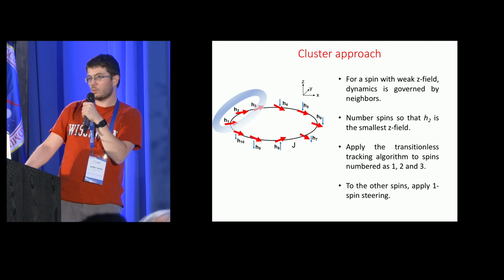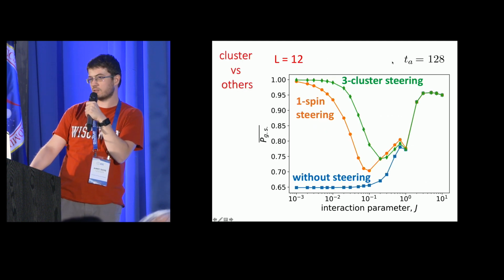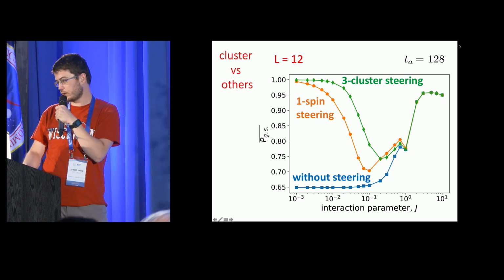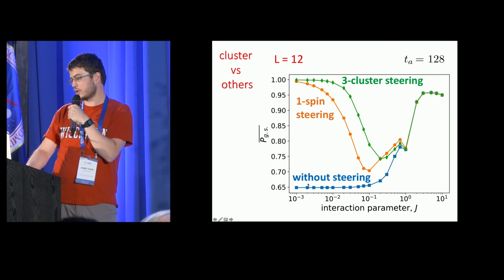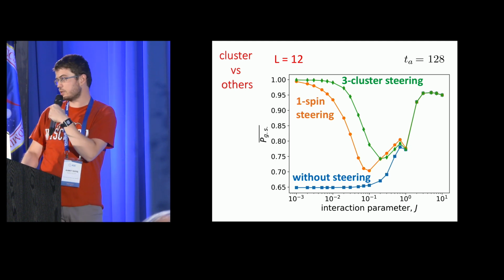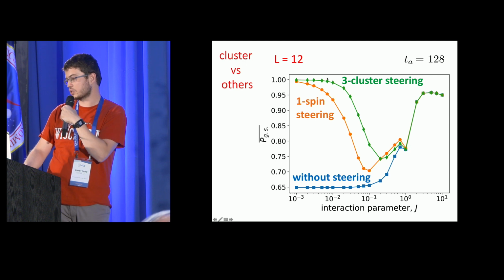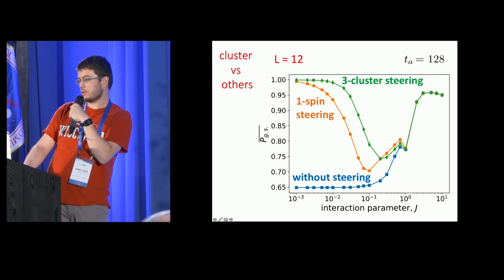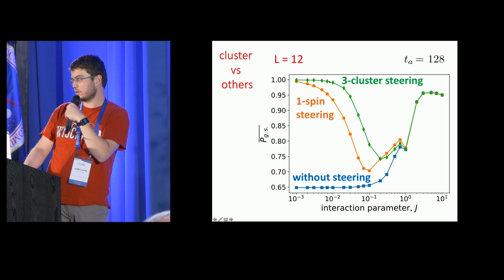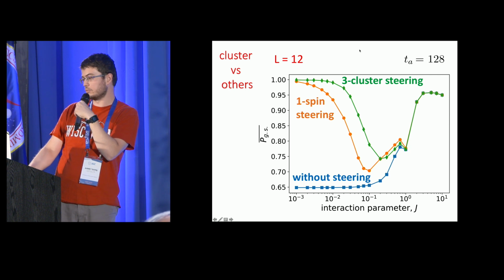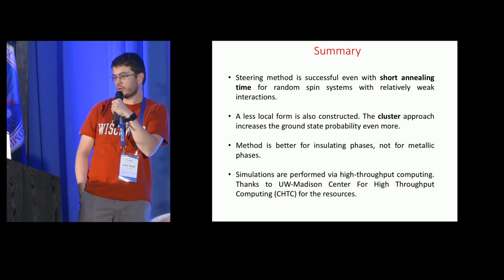So what happens for driving times 1, 2, and 8? Even the driving time is large this time. We looked at 1 previously, now 1, 2, and 8. This time, again, without steering, we have 65% probability, but if we form clusters, we can get much larger, especially when J is small. We have a flat curve here. The decrease rate is smaller than one spin steering. So the cluster can provide an even larger ground state probability increase.